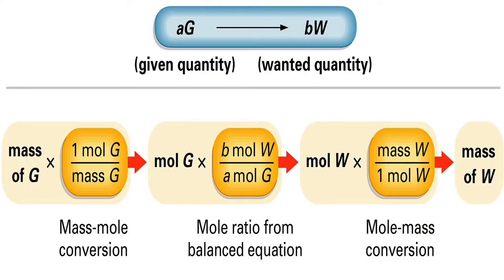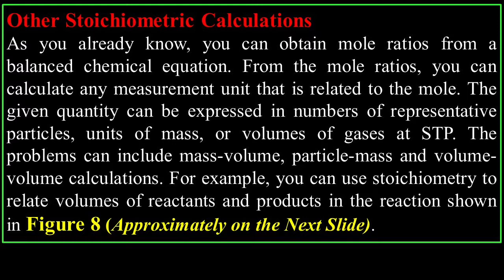Okay, here's another shot at the figure, which shows you the process by which the book is solving mass-mass problems. And I really have to go over it. But again, there are easier ways. As you already know, you can obtain mole ratios from the balanced chemical equation, otherwise known as a stoichiometric equation. From the mole ratios, you can calculate any measurement unit that is related to the mole.